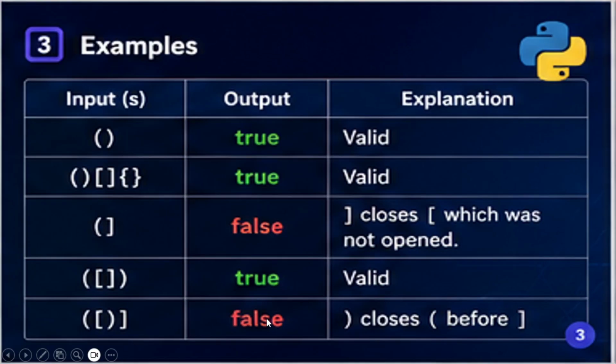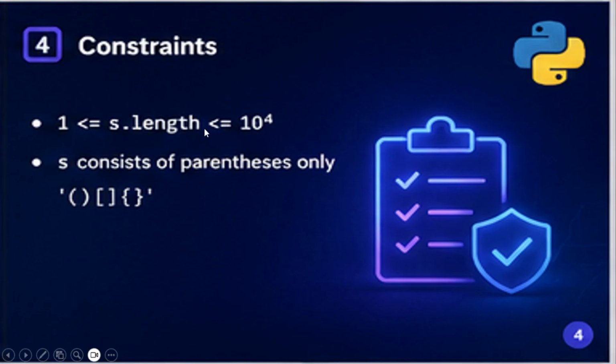Before designing our solution, let's look at the constraints. The string length can be up to 10,000 characters. This means we should avoid nested loops whenever possible. An efficient linear time solution will work perfectly here.